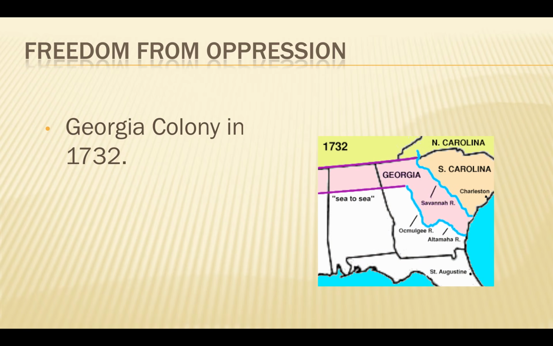Another example of the colonizing motive was the colony that was established in Georgia in 1732. British settlers who came to the New World included poor people in search for a better life, religious dissidents such as the Puritans, and criminals such as the one who established this colony.